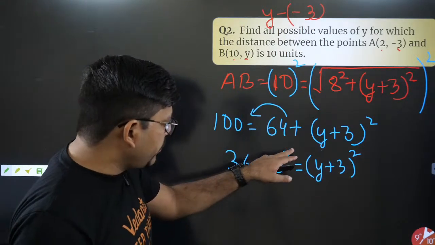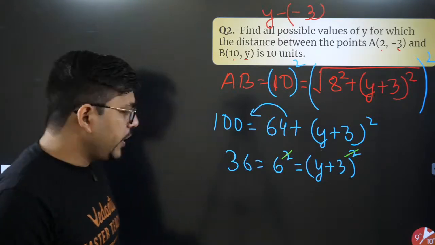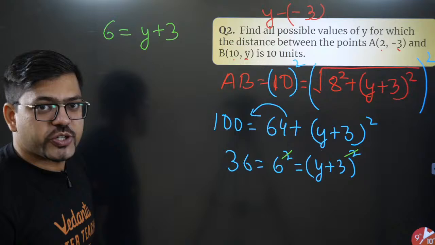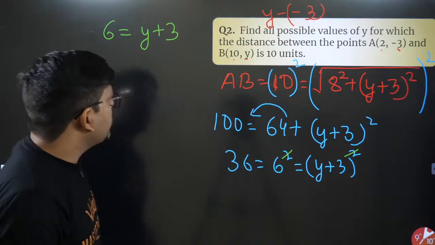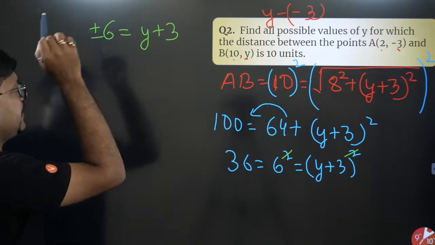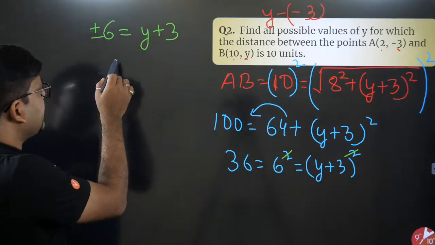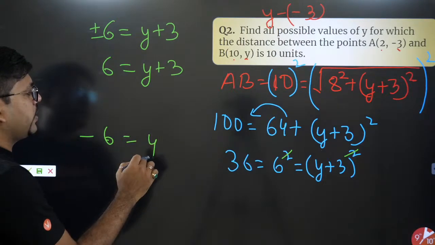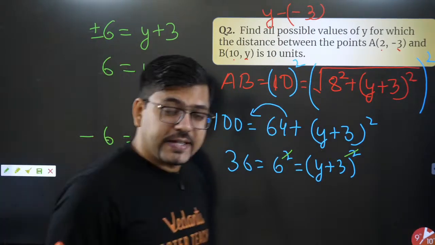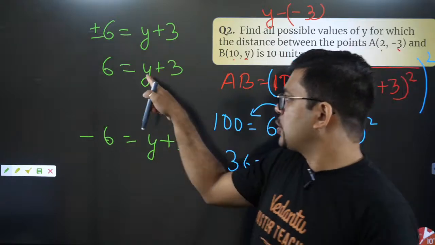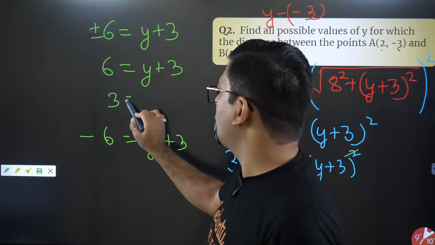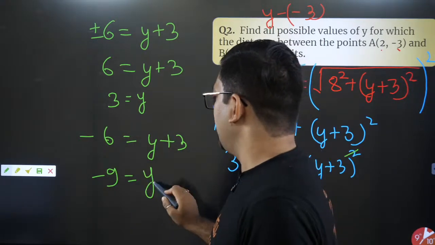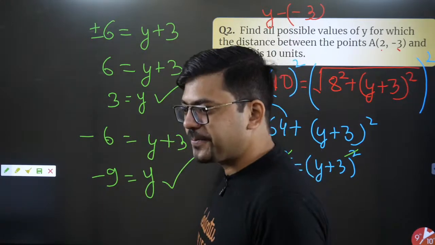So if I am removing this square and this is square, I don't have to write 6 equals to y plus 3. That will be a wrong representation. That will be half answer. We should write y plus 3 equals to plus minus 6. Means y plus 3 is equal to 6, and y plus 3 is also equal to minus 6. So y plus 3 has got two values. If I solve this one, I get 3 equals to y. And if I solve this value, I get minus 9 is equals to y. And hence these are the two solutions.